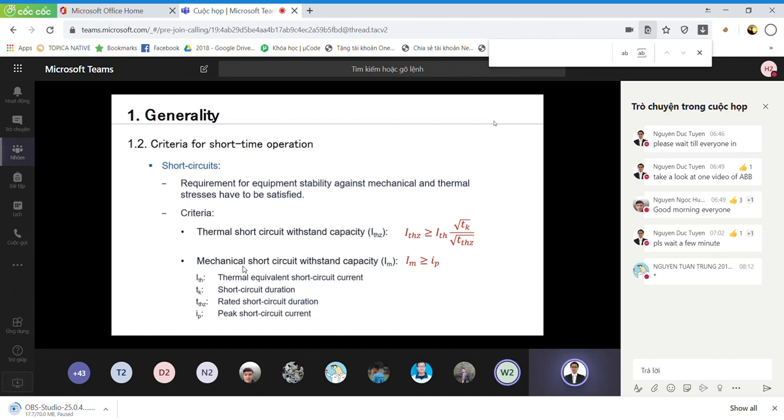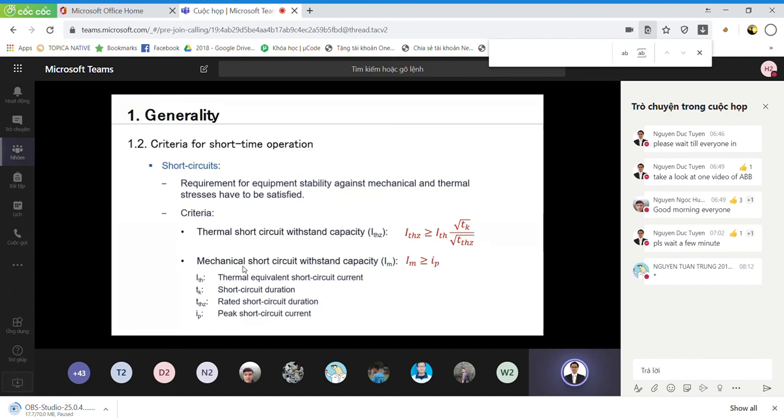Okay, good point. So in this slide, the important characteristic when you select the devices, I mean the equipment, is this: sometimes you operate the equipment in normal or overload condition, but very important, sometimes we have the short circuit condition. In the case of short circuit, the equipment should stay stable and should not be damaged.